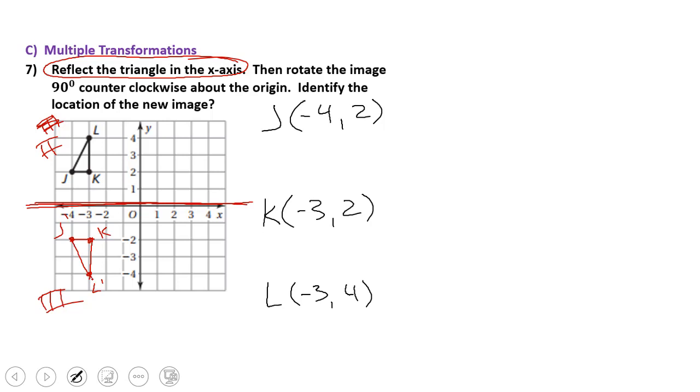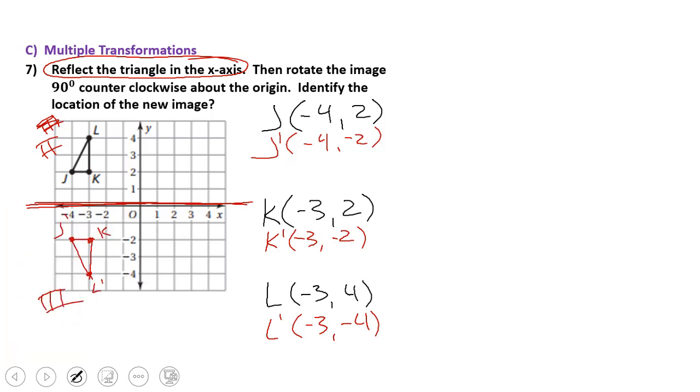And then I'm writing down my new location. So J prime is now going to be -4, -2. K prime is -3 and -2. And L prime is still -3 because we reflected over the x. Remember, all the x's stayed the same. That is true. And the y went opposite, so -4 for L prime. Well, we're not done yet.